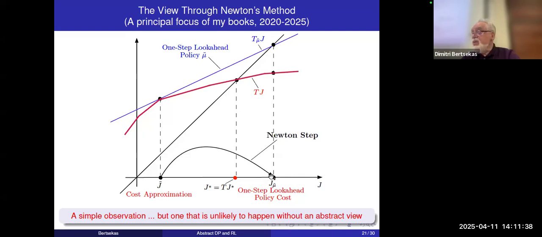And the effect of this is obviously very important, because Newton's method, even a single Newton step, has superlinear convergence. If you're close enough to J star, then J mu tilde is almost optimal. And you see that in reinforcement learning. There's plenty of computational evidence. On the other hand, if you start far away from J star, then this Newton step may not be effective because you may be outside the region of convergence of Newton's method. All of this is very well known from calculus, and it generalizes to the case where the operator is not differentiable.